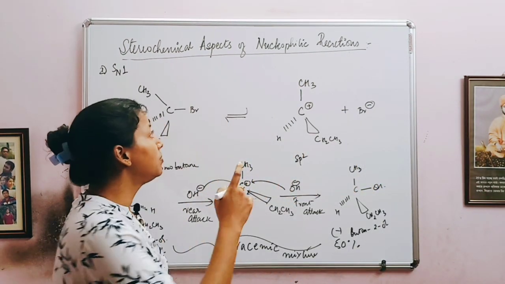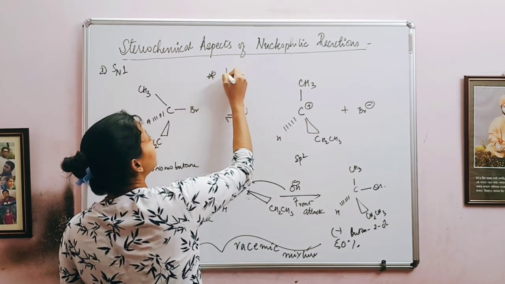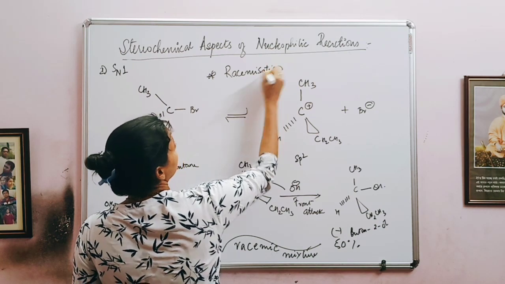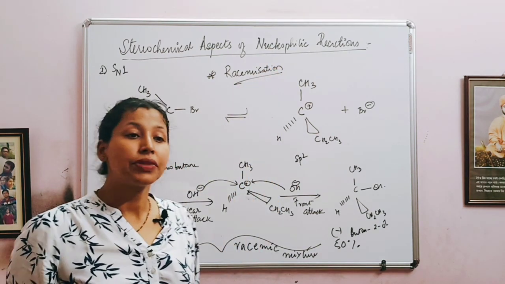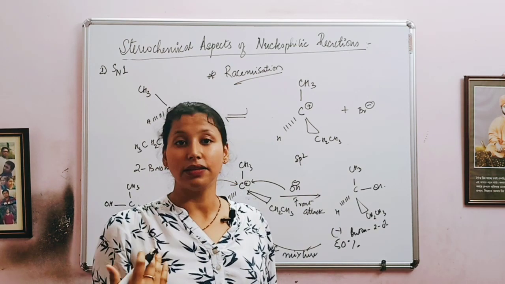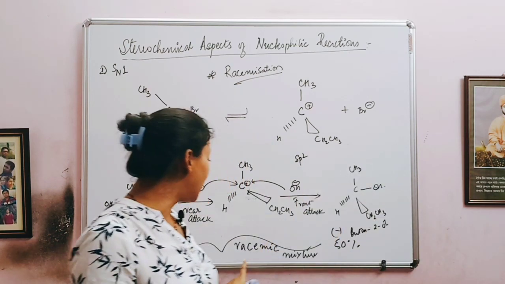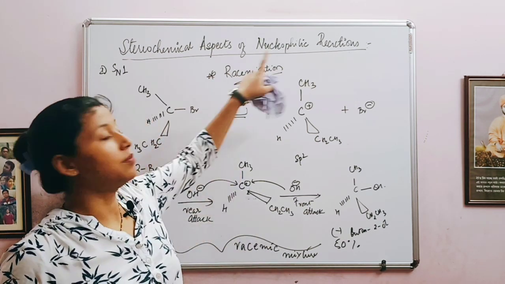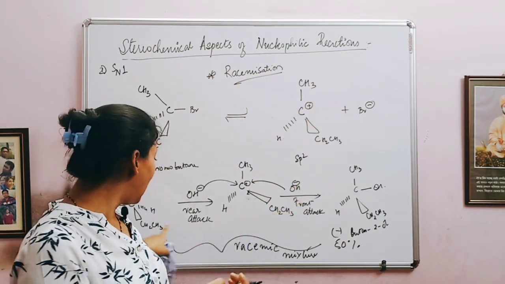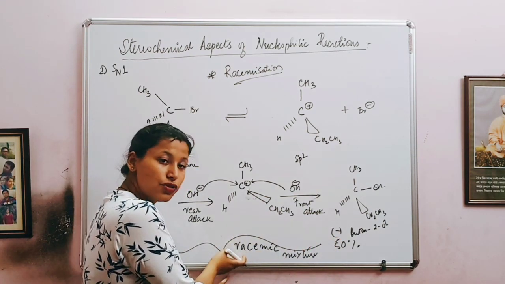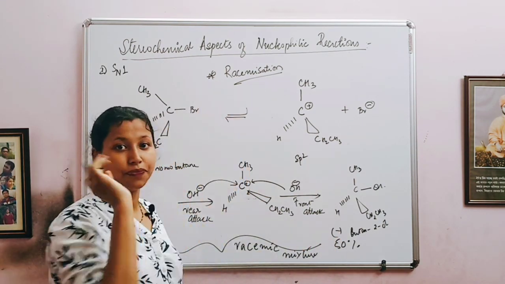Now, there is one more term that I want to discuss, that is racemization. Now, what is racemization? The process of converting a plus isomer or a minus isomer into a racemic mixture is called racemization. You want to convert either a plus or a minus into a racemic mixture, that is racemization.